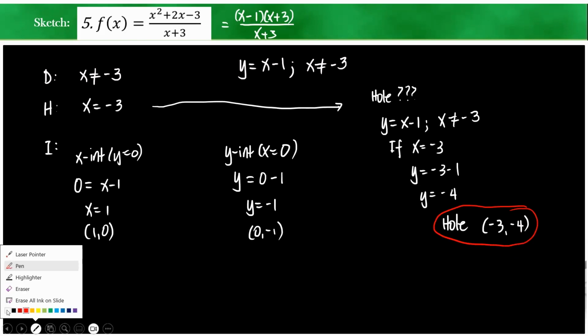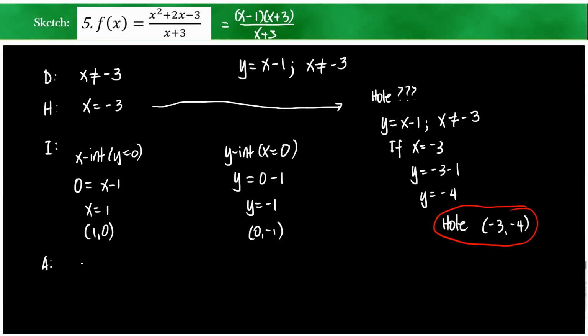Let's look at the asymptotes. Vertical, horizontal, slant. Vertical, di ba nawala na yung denominator? Therefore, none. Dahil wala na siyang denominator, wala rin siyang horizontal asymptote. Meron ba siyang slant? Wala rin.